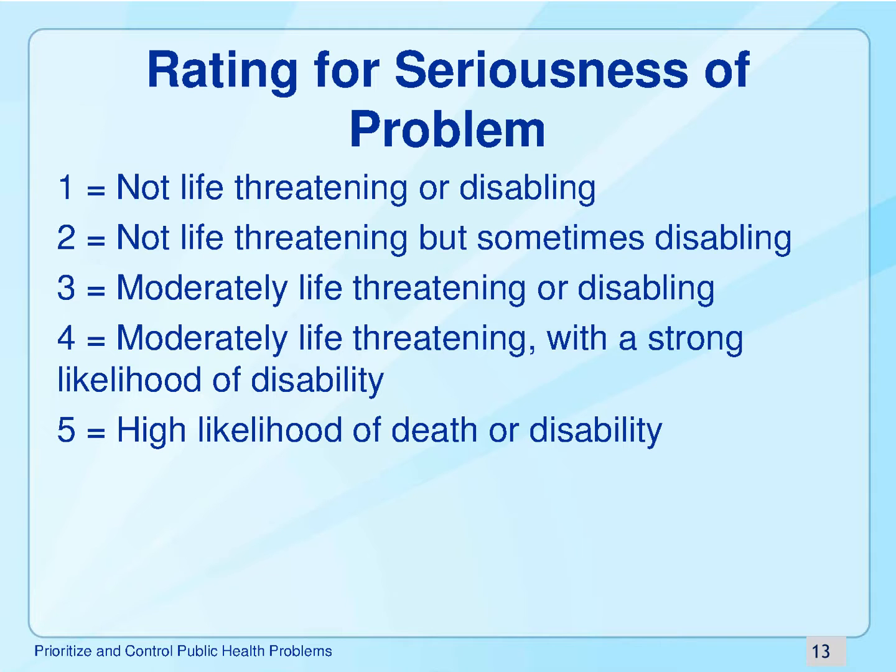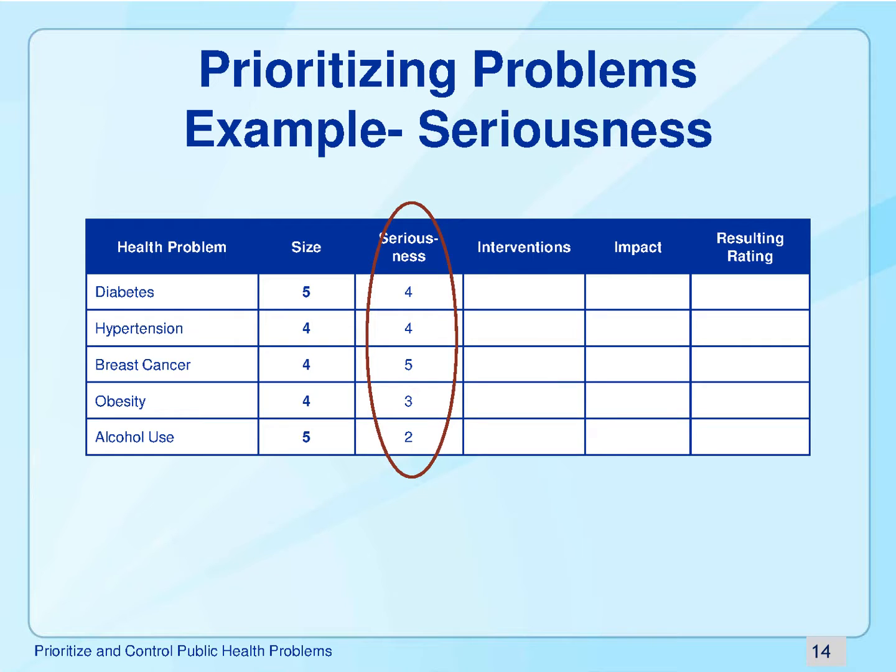Now, once we've gathered this data, then we can rank the seriousness of the problem using the scale that you see here. Once again, it ranges from 1 to 5, with 1 representing not life-threatening or disabling, to 5 representing a condition that has a high likelihood of death or disability in the population that you serve. So here we see an example of ranking the seriousness of the problem. Those who prioritize these problems ranked breast cancer as the most serious in terms of cause-specific mortality or dailies, followed by diabetes and hypertension, and then obesity with alcohol coming in last.